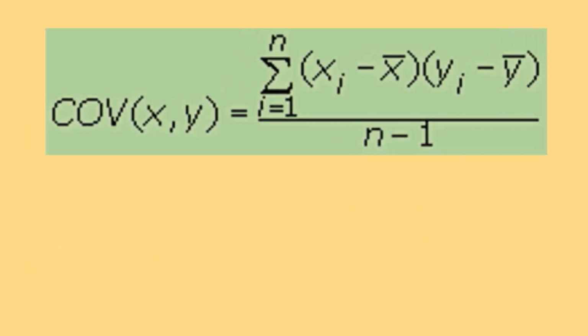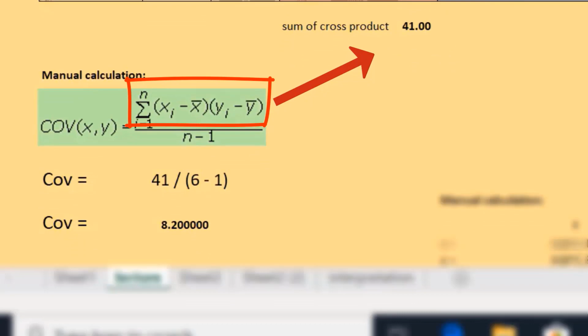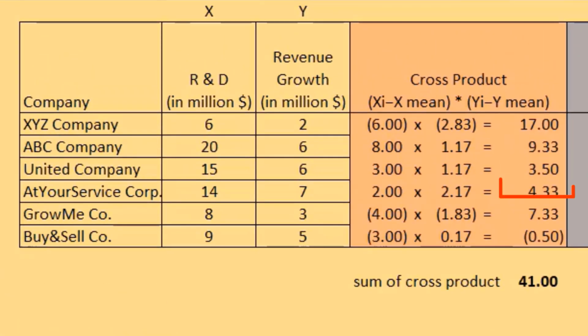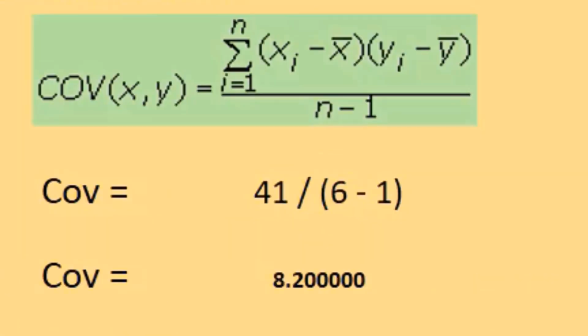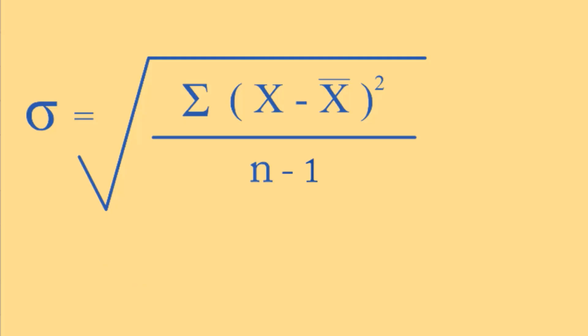Add all the cross product as shown from this part of formula. The sum of cross products is 41. 41 is to be divided by n-1 as shown in this part of formula. There are 6 observations, 1, 2, 3, 4, 5, 6 minus 1. So 41 divided by 5 equals 8.2, which is our sample covariance.